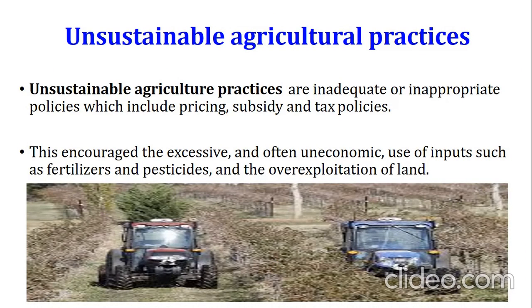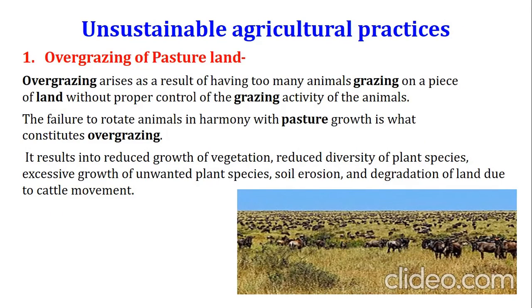Another important reason is unsustainable agricultural practices. Unsustainable agricultural practices are inadequate or inappropriate policies which include pricing, subsidy and tax policies. This encouraged the excessive and often uneconomic use of inputs such as fertilizer and pesticide and the over-exploitation of land.